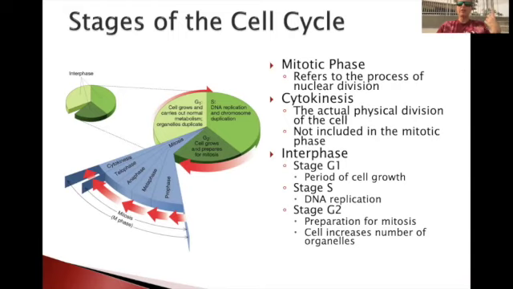Your other stages are G1. G1 is right after mitosis ends in cytokinesis. It's a little cell, and during G1, that cell is growing.